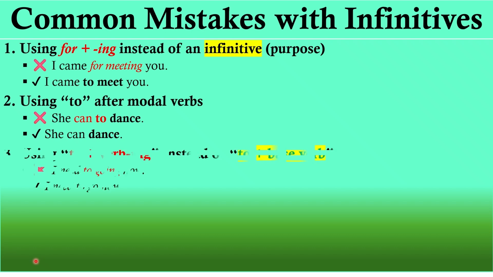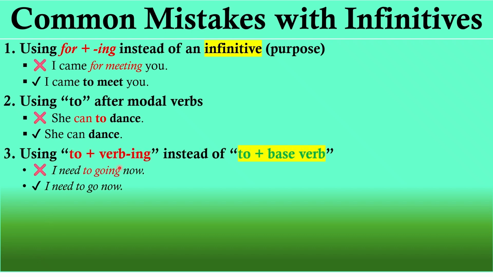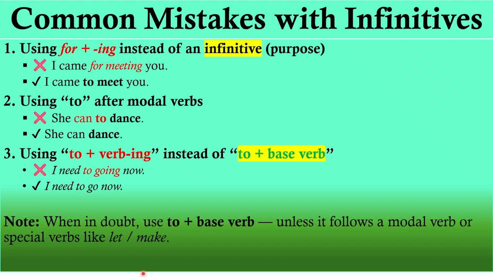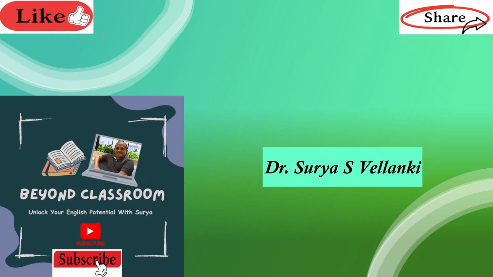Another common mistake is using to followed by a verb ending in ing. For example, some learners say, I need to going now. This is incorrect. The correct form is, I need to go now. A good rule to remember is this. When in doubt, use to plus base verb, unless the verb comes after a modal verb or after special verbs like let and make.